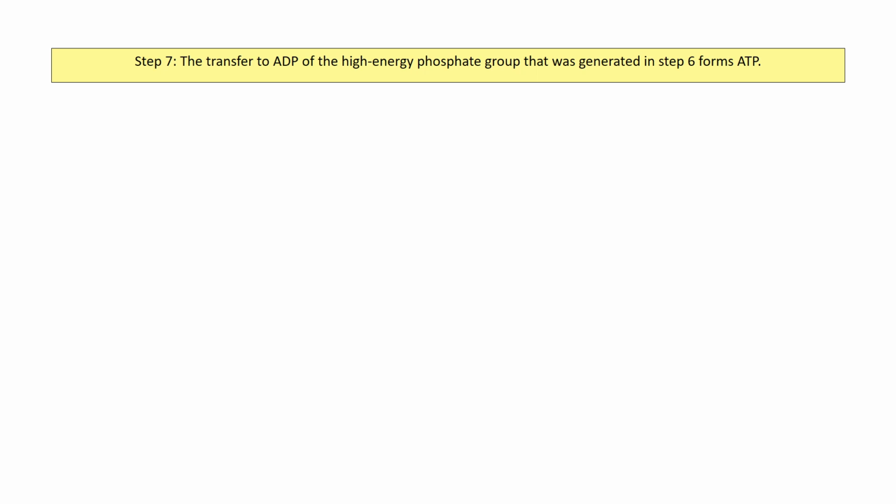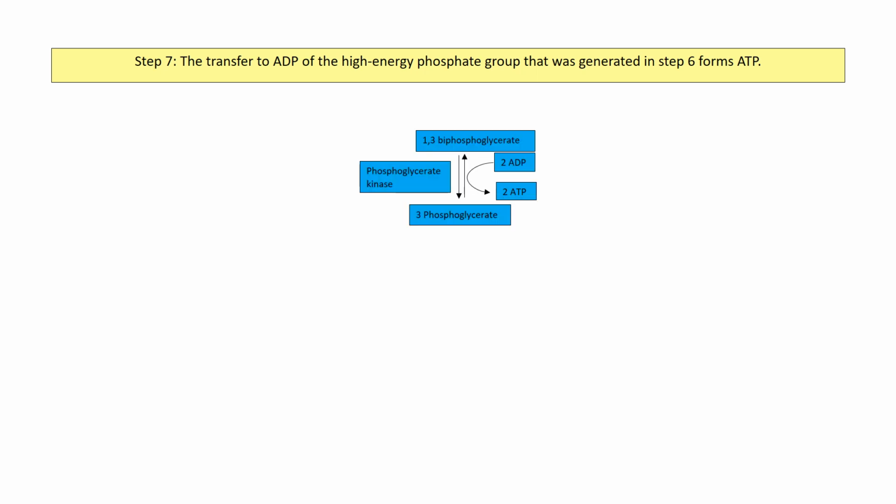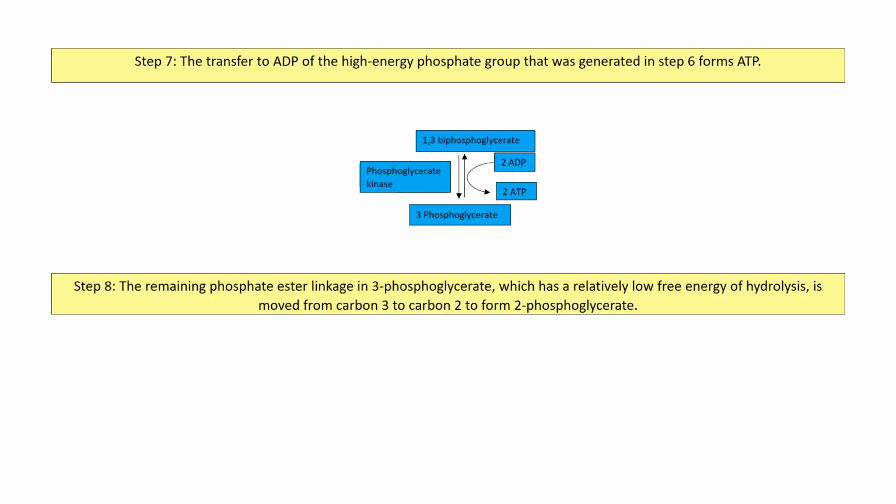Step 7, the transfer to ADP of the high energy phosphate group that was generated in step 6 forms ATP. 1,3-biphosphoglycerate forms 3-phosphoglycerate in the presence of the enzyme phosphoglycerate kinase, and 2 ADP forms 2 ATP.